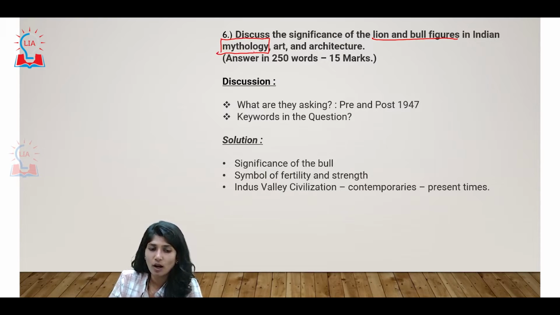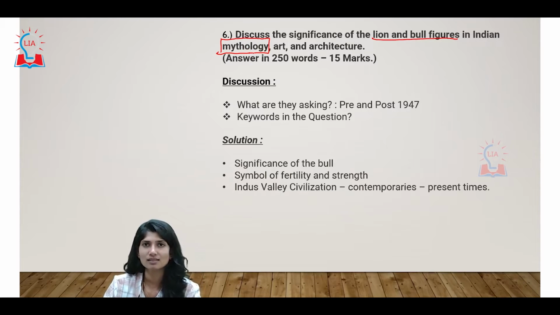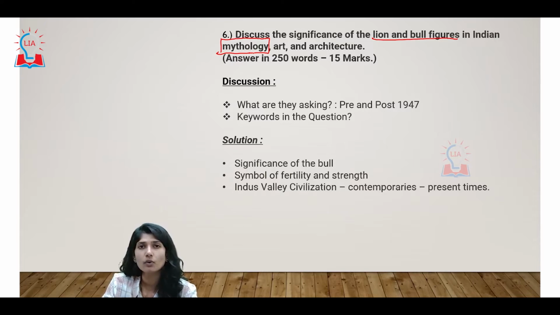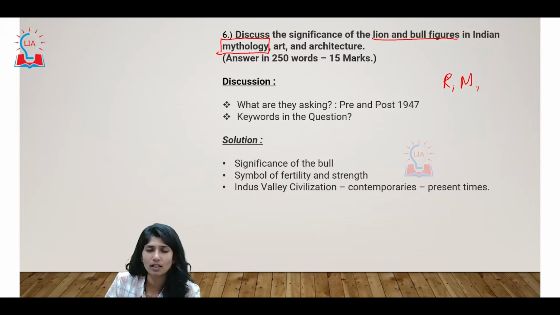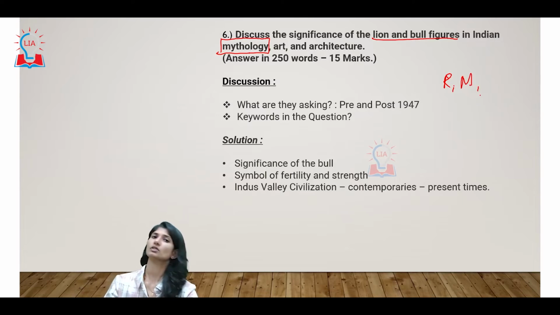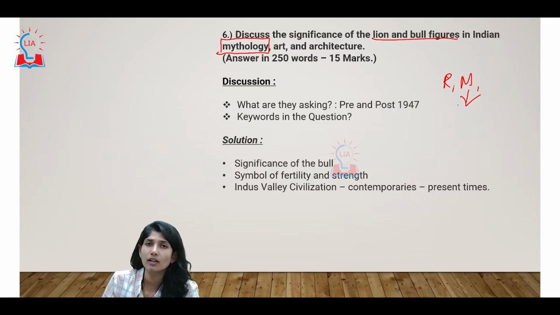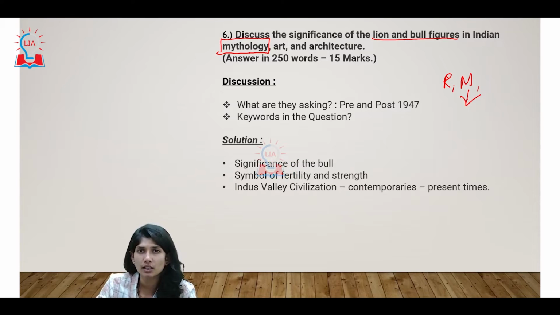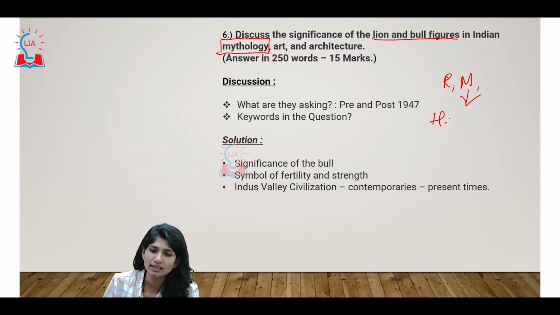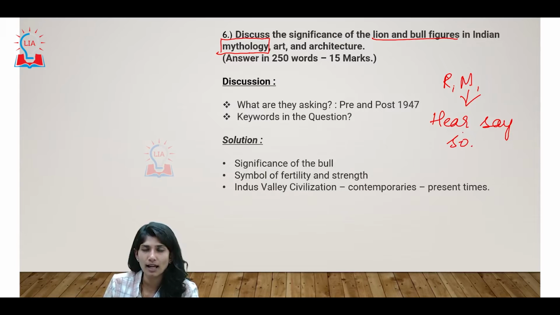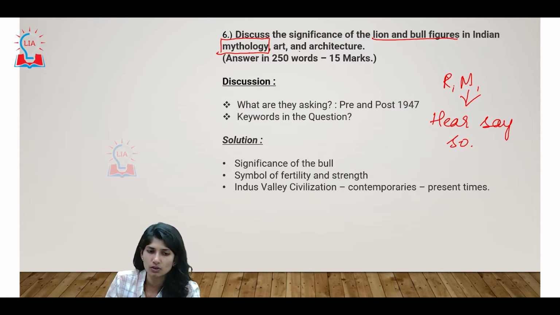See, when they have asked mythology, you have to underline this and make sure you address this part. Because they have asked mythology, what do you mean by mythology or myth? Something that you don't know for sure existed or not, but you have heard it was there like that. Be it in the Ramayana or Mahabharata or any other scriptures or works, we have heard things were like this. We have heard they fought wars like this. We have heard that things were conducted in a particular way, that their society was in a certain way. All this we have heard. It is hearsay. You don't have exact proof to tell this is what happened, but it has moved on from generation to generation. So the mythology part, you have to address in lion and bull figurines.